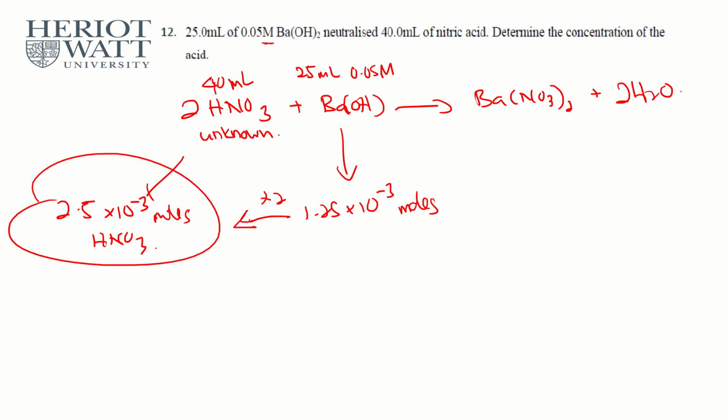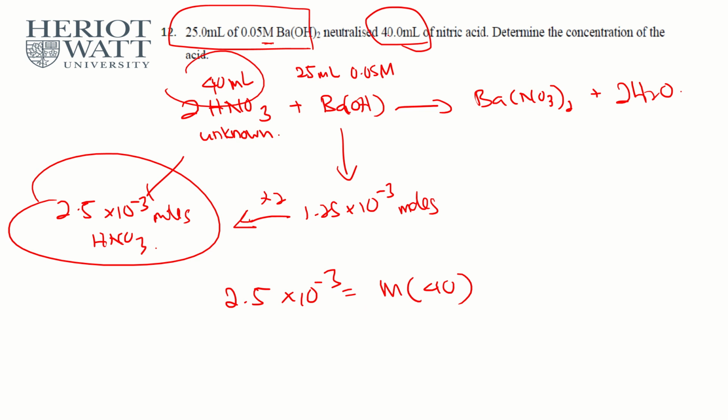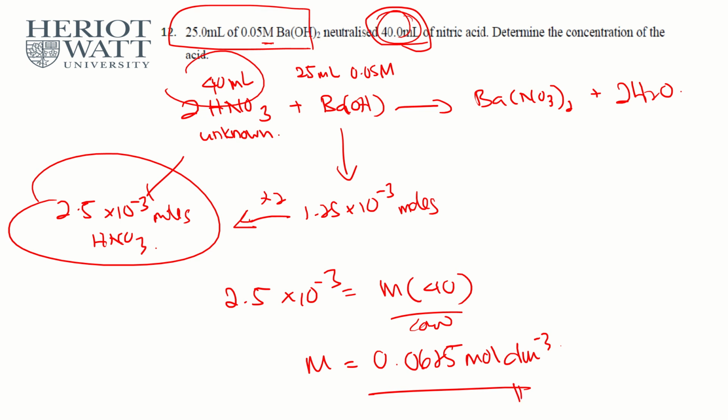Okay? Now we have the mole of nitric acid. We have the volume of nitric acid. We can calculate the concentration. So 2.5 times 10 to the power negative 3 equals MV. V is 40, because they said this amount neutralizes 40 ml of nitric acid. So we need the concentration of nitric acid at 40 ml over 1000, so answer times 1000 divided by 40. So the initial concentration of this nitric acid is 0.0625 mole per dm cube. So that's the answer for question 12.